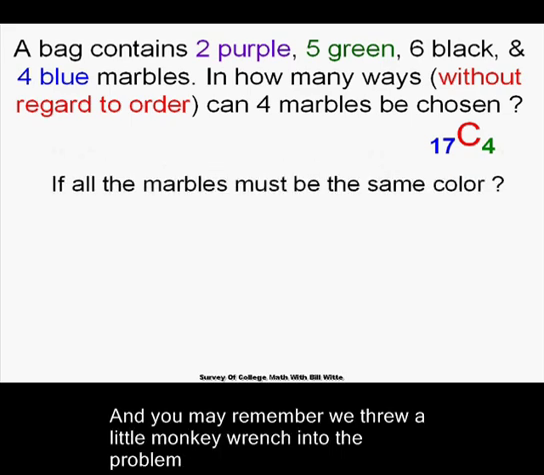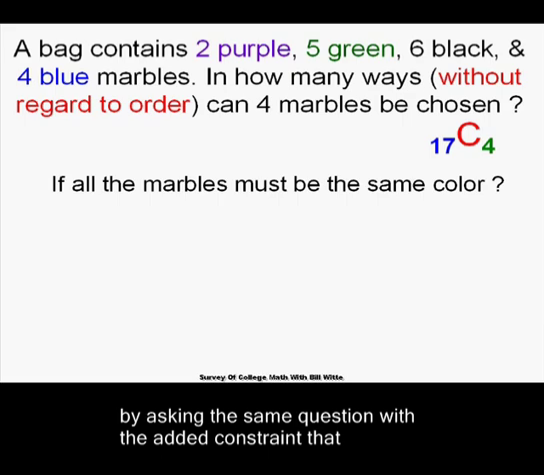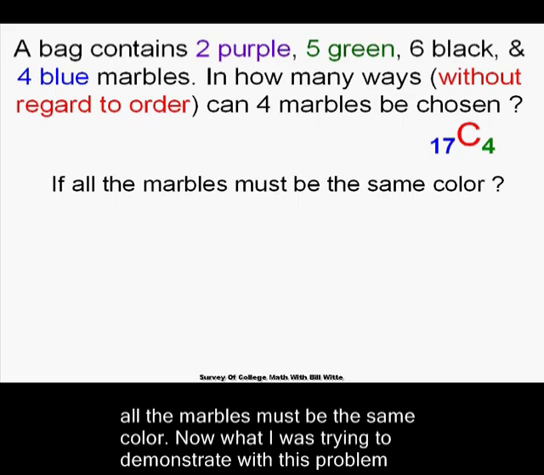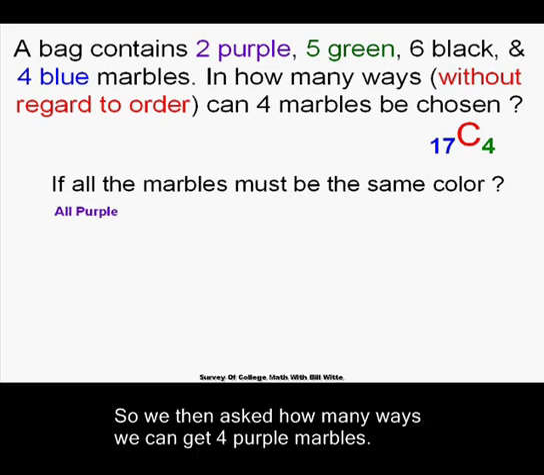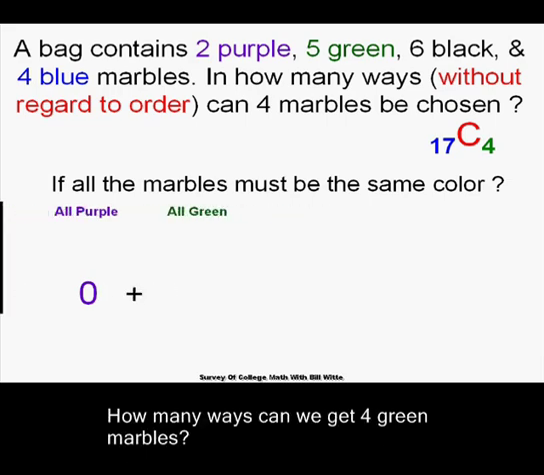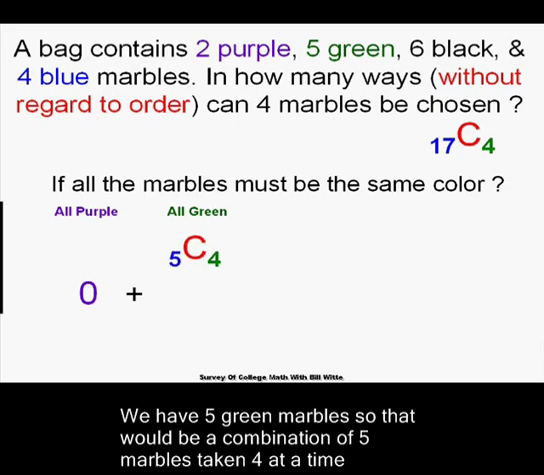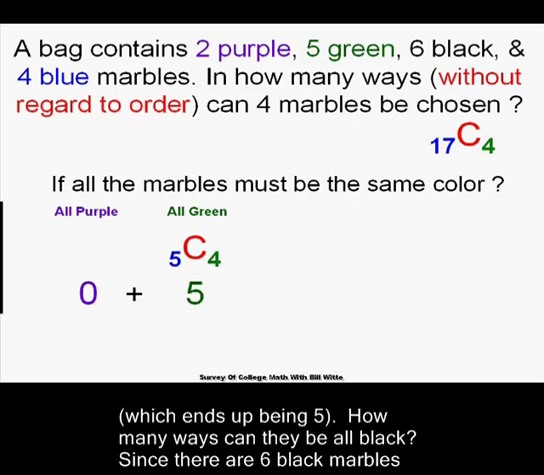Now you may remember we threw a little wrench into the problem here. We needed all the marbles to be the same color. What I was trying to demonstrate in this problem was that we can break a problem like this up into a bunch of little problems. How many ways can those 4 marbles be all purple? Well, that can't happen because we only have 2 of them. How many ways can they be all green? We have 5 green ones, so that would be a combination of 5 marbles taken 4 at a time, which ends up being 5.